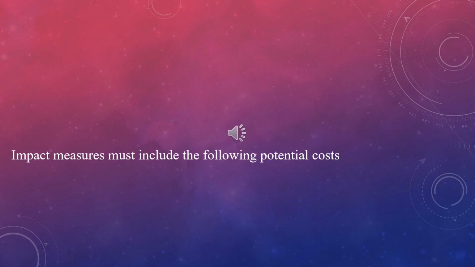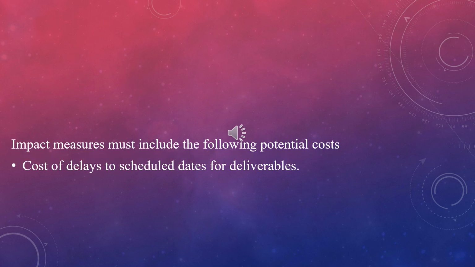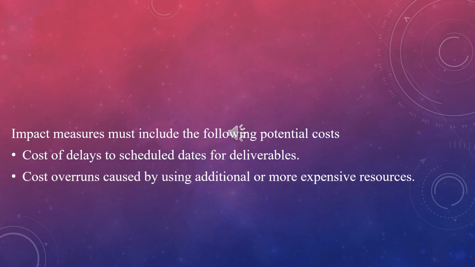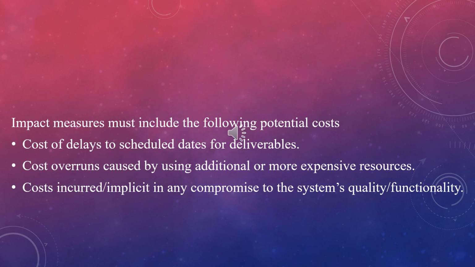Impact measures must take into account the total risk to the project. This must include the following potential costs: the cost of delays to scheduled dates for deliverables, the cost overruns caused by using additional or more expensive resources, and cost incurred or implicit in any compromise to the system's quality or functionality.